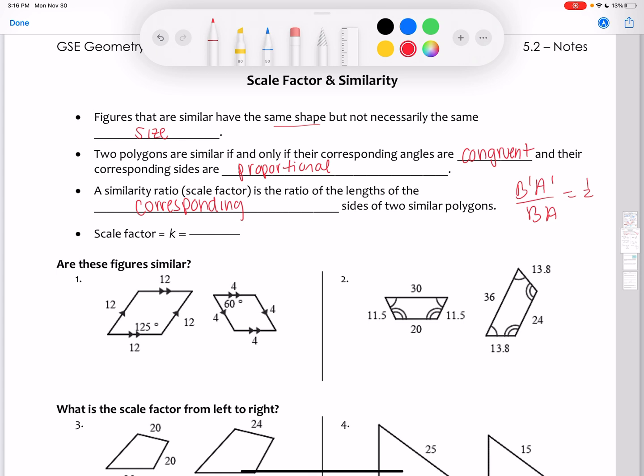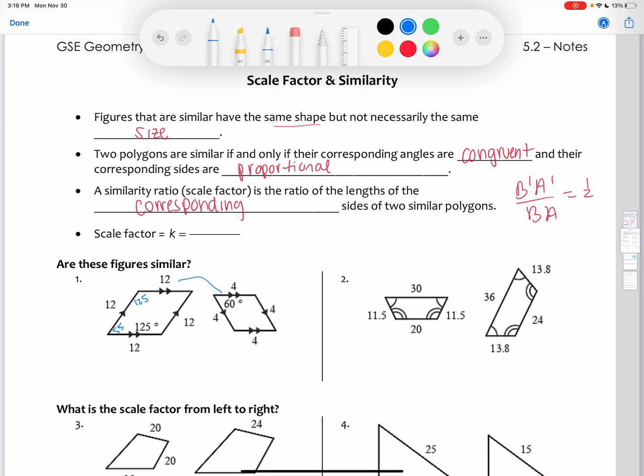All right, so it's asking us, are these figures similar? We have these two shapes that look pretty much the same, a little bit turned around. What I notice here is this is a parallelogram, and in a parallelogram the opposite angles are congruent. The adjacent angles are supplementary, so that would mean these small angles are 55.